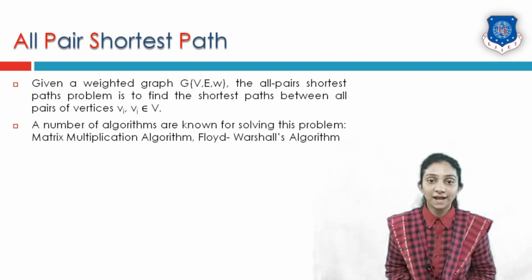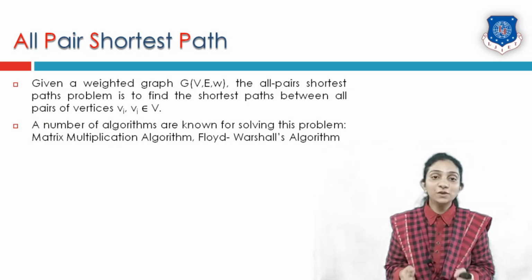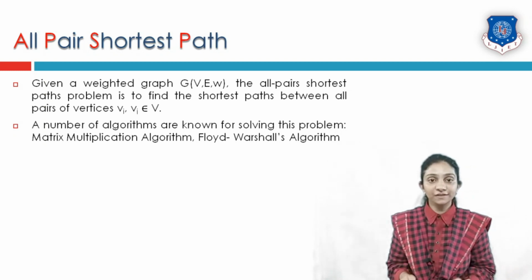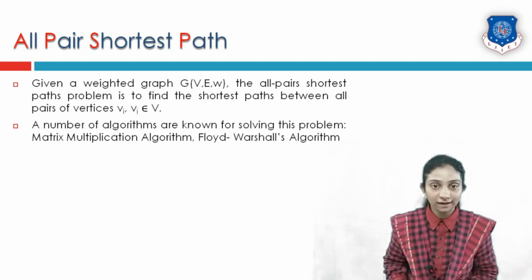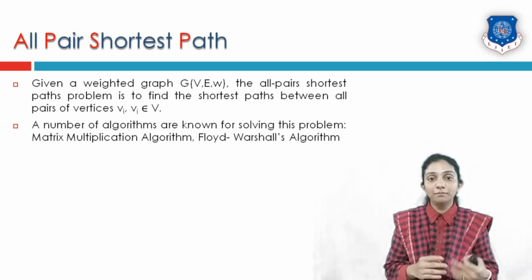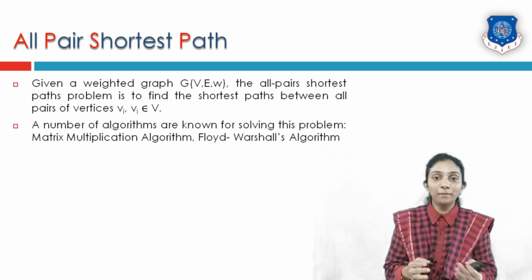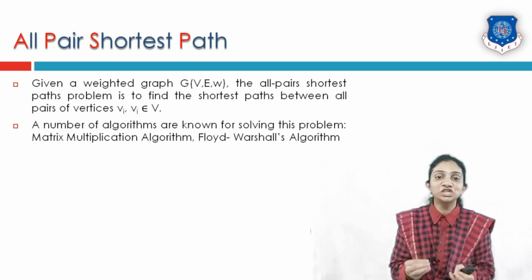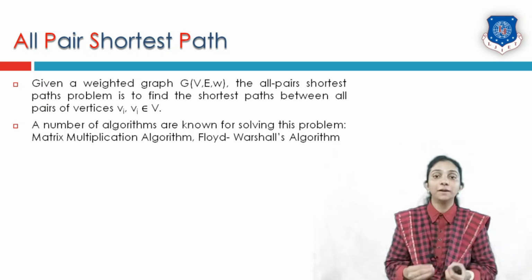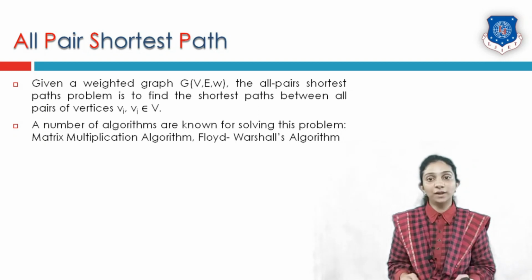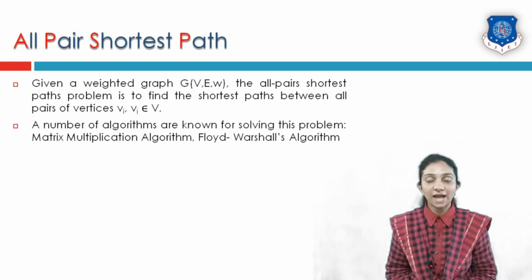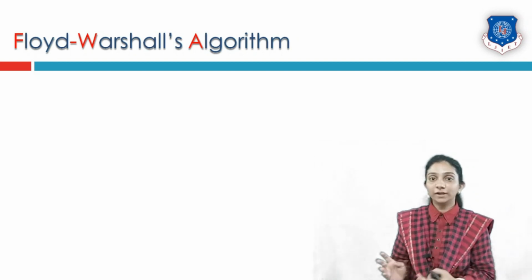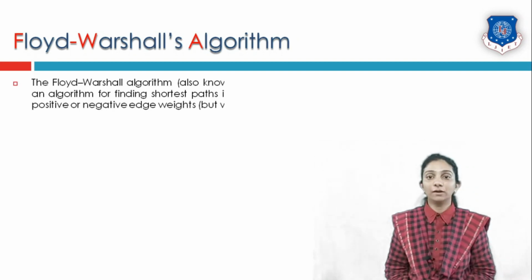There are numerous algorithms that are used to solve the same problem. One of them is the matrix multiplication algorithm, in which we multiply the weight matrix by itself or with some other matrix in a special matrix multiplication method. And the second one is the Floyd's-Warshall algorithm. So for today, we are going to see what the Floyd-Warshall algorithm is.